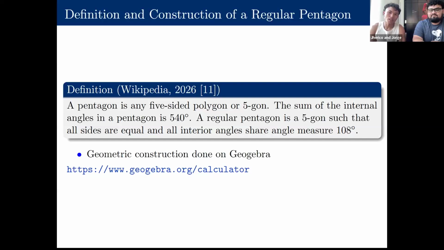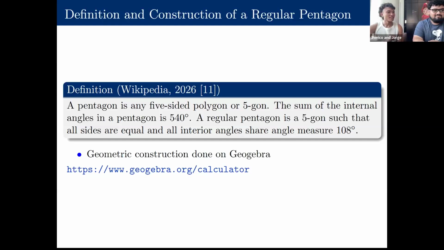And so when we construct our regular pentagon, we're going to be using a lot of circles to really verify that they share the same radius. And so that will help us get this extra condition, which is that all the sides are equal.